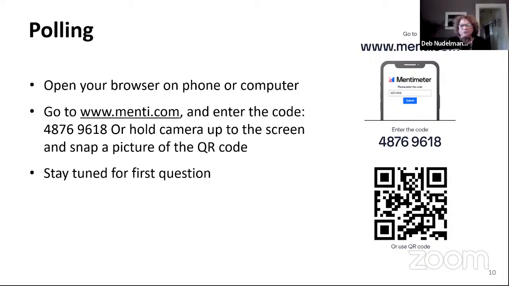Or you can take your camera and hold it up to the screen. Just like nowadays when we go to restaurants, you just snap a picture of the QR code. You give it a second, it takes you to the website and loads you right into the Menti survey. If you're on a phone, it should load you right into the survey. If you're on your browser, put in the website and add that code. And I'm taking my time to give you each a minute to get in there. Once you're in, we'll start with the first question.